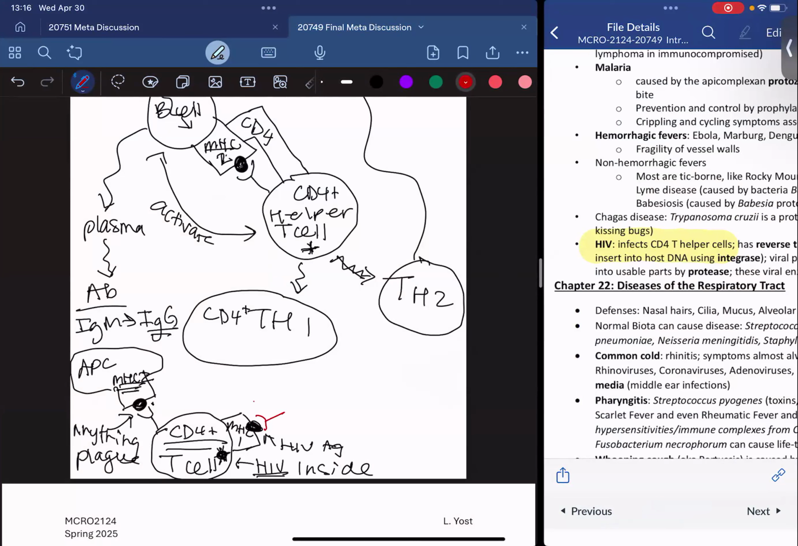Then we know this is a T cell. We've got antigen being presented by a CD4 positive T cell on MHC1. What T cell is going to respond to this?